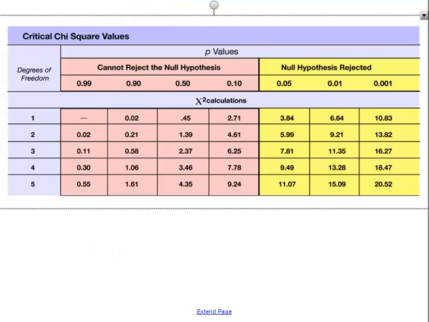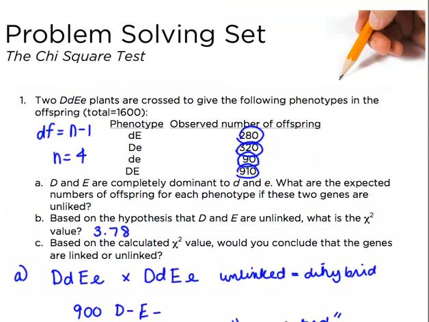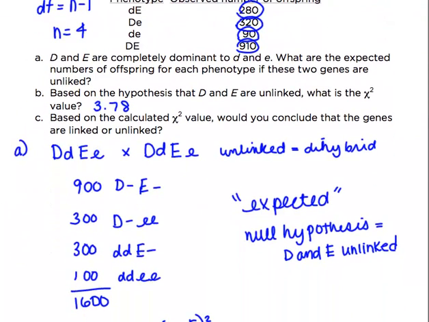Okay, so we're looking here for degrees of freedom 3, and where does 3.78 lie? It lies somewhere here. So we have 3.78, which means that between 10% and 50% chance that these deviations are just due to random chance. So that means it falls under the cannot reject the null hypothesis. So if we can't reject the null hypothesis, which remember was that they're unlinked, that means we have to accept it, so we're going to say that these genes are unlinked.